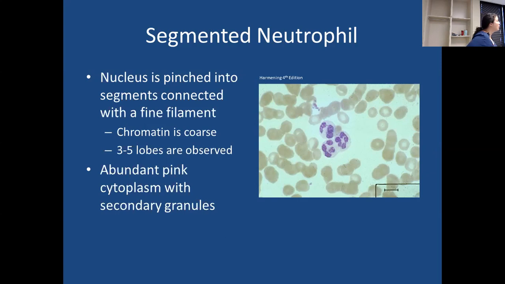And again, look at your chromatin clumping in that nucleus. Very condensed, very dark. Right? And then you do have the presence of your characteristic neutrophil granules.